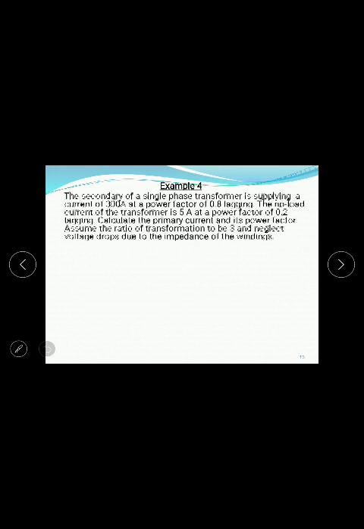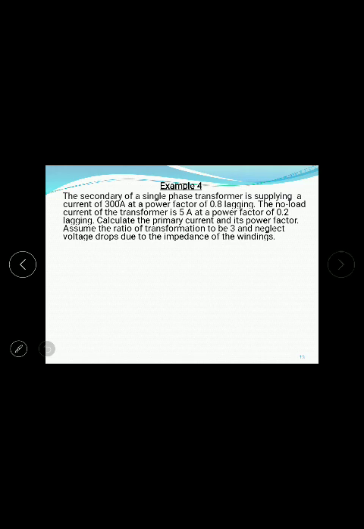So now another example problem. The secondary of a single phase transformer is supplying a current of 300 amps at a power factor of 0.8 lagging. The no load current of the transformer is 5 amps at a power factor of 0.2 lagging. So calculate the primary current and its power factor. Assume the transformation ratio to be 3 and neglect the voltage drop due to the impedance of the windings.